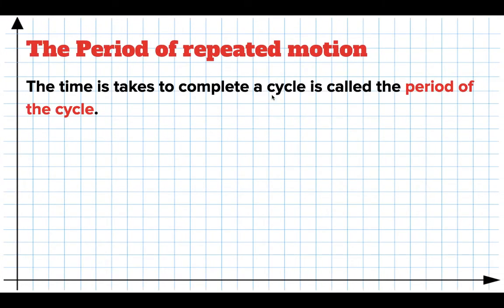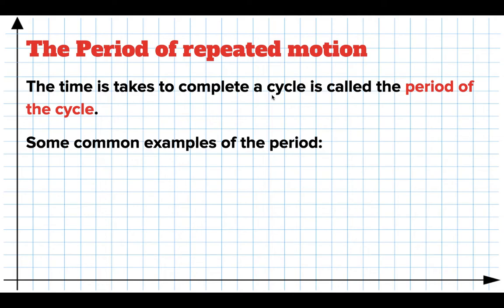So the time that it takes to complete the cycle, we call the period of the cycle. So the period is the time it takes to complete a cycle. Some common examples of the period that you might know about. The moon goes around the Earth. How long does it take from when the moon is full until the moon is full again? Well, to complete a cycle from full moon to full moon is actually 28 days. So we say the period of the moon is 28 days.